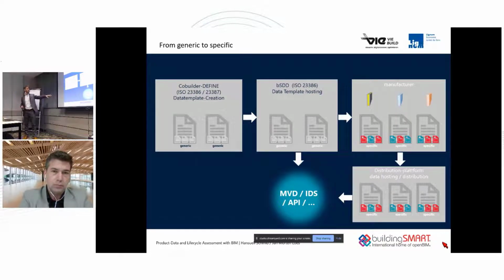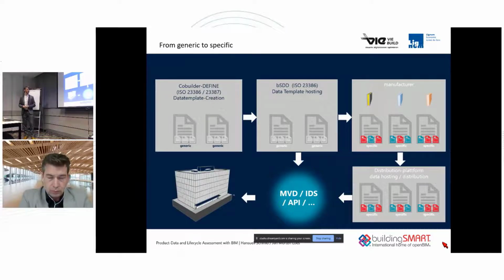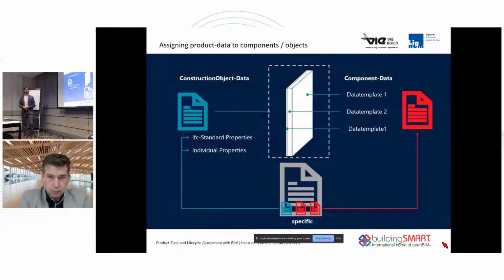And I put it here like MVD, IDS, API. I don't know. I don't know the solution. This is something that I'm looking for, that we are looking for. And then we have to take it into the model. And again, distribute it to the right place.